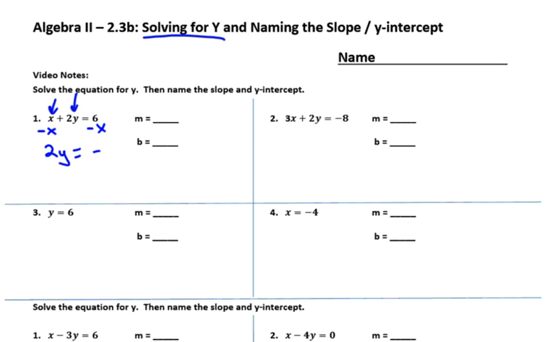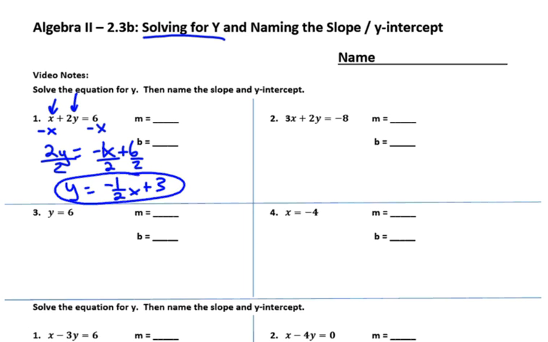6 minus x, I'm going to write that as negative x plus 6. I could do 6 minus x, and we'll do that on number 2, but for right now, we're going to leave that as negative x plus 6. Then I need to get rid of the 2. Well, that's 2 times y, so I divide everything by 2. There's a lazy 1 in front of that x, so this is negative 1/2 x, and 6 divided by 2 is 3. So here's my solving for y. Step 1, done: negative 1/2 x plus 3.